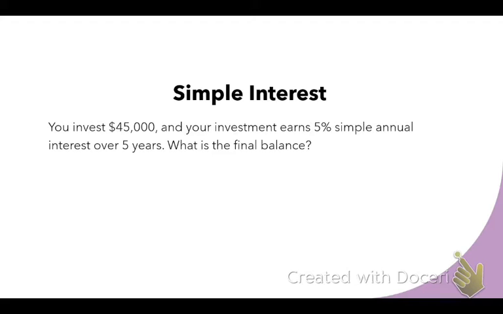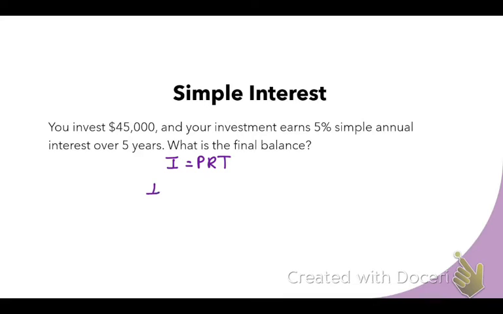Okay, so last question, simple interest. Let's review the formula together. The formula is I equals PRT. I stands for interest, P stands for principal, R for rate, and T for time in years. Remember to answer the question that is being asked. There are different ways that you can make a mistake. I'm asking for the final balance.